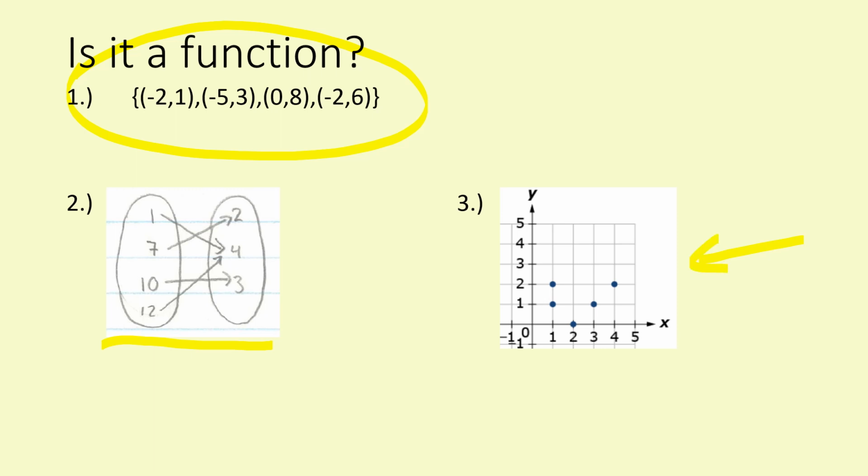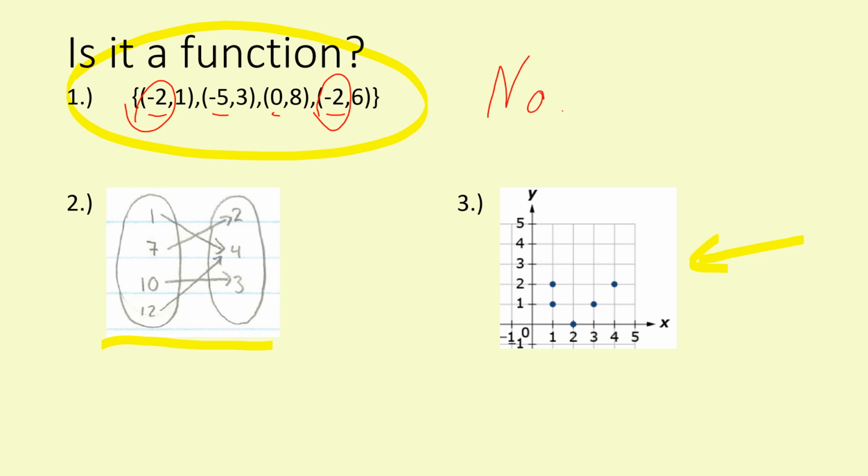All right, so when we're asked, is the relation a function? Okay, if we have a set of ordered pairs like we do in number 1, what we want to check for is, are all of the x's different? Okay, if all those x's are different, yes, it's a function because each input is paired with exactly one output. In number 1, this is not a function for the reason that this -2 has two different outputs. So in other words, that's an input that has multiple outputs. So no, this is not a function.